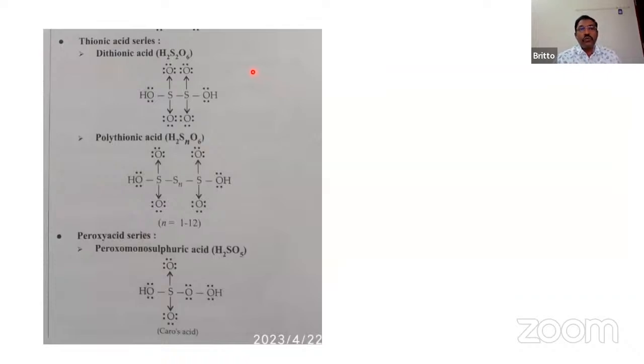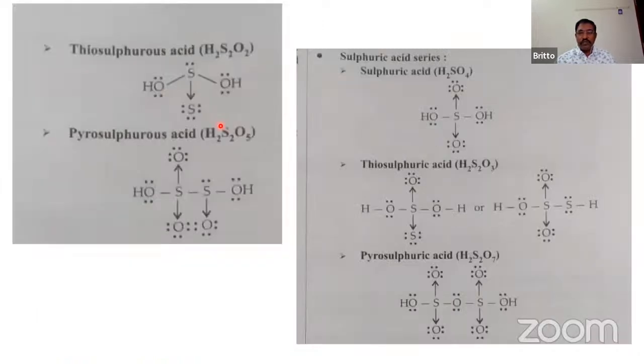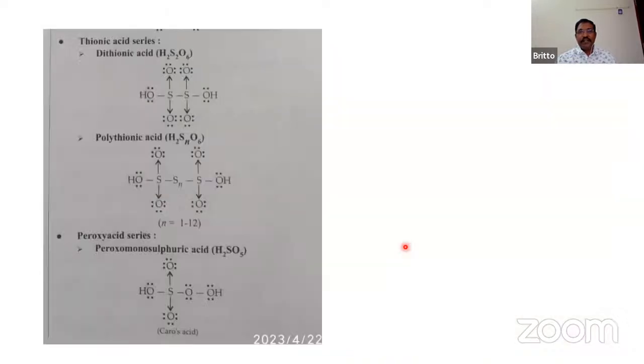Dithionic acid H2S2O6. If you look at S2O6, you have S single bond, SS single bond, SS double bond. Remember that, SS single bond, SS double bond. Thiosulfuric acid has a double bond. Thiosulfurous acid has S double bond S. And if you look at thionic acid, it has an SS single bond. So polythionic acid, you are going to have SN, where N can be 1 to 12, so it has many sulfur atoms in the middle.